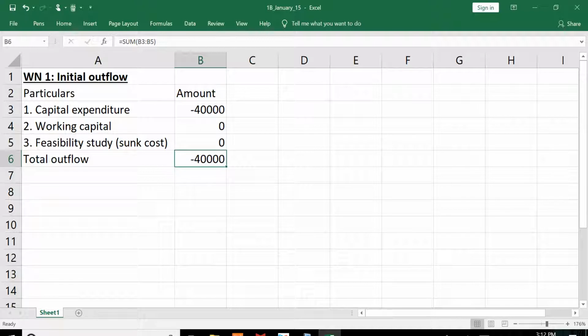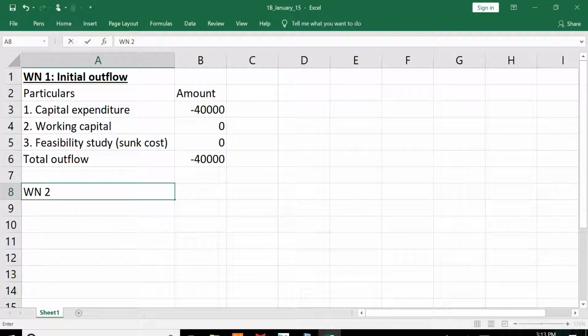In the practical world, if you have already paid for something, like an air ticket, now if I cancel the air ticket, I'm not going to get anything out of it. So it's a sunk cost, that's all. I cannot do much about it. So, feasibility study sunk cost, the amount is 40,000, your initial outflow is 40,000.